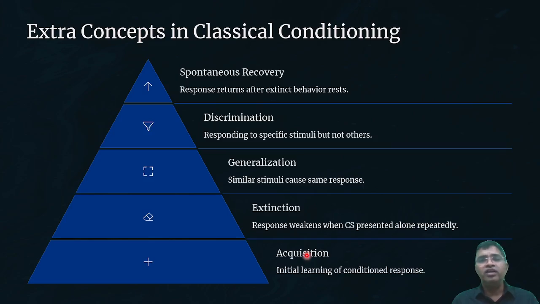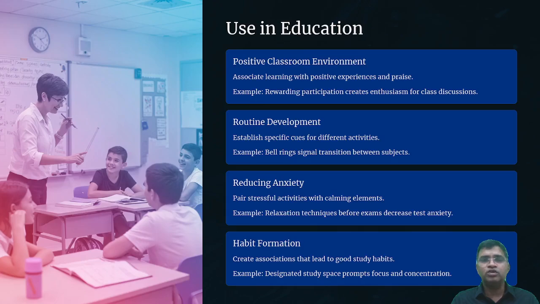Okay, spontaneous recovery: a response returns after extinction. Then discrimination: responding to a specific stimulus but not others. Generalization: similar stimuli cause the same response. Extinction: the response weakens when the CS is presented alone. Acquisition: initial learning of the conditioned response.